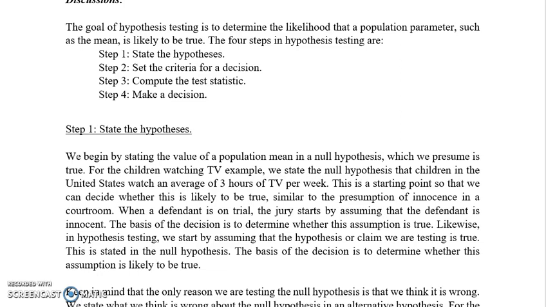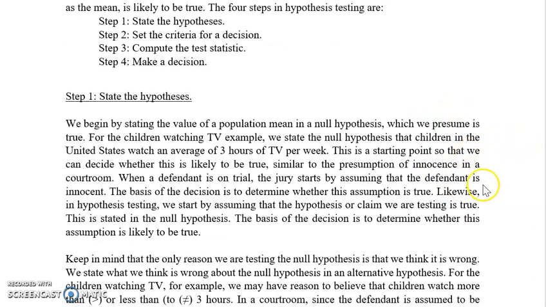Now, this is a starting point so that we can decide whether this is unlikely to be true, similar to the presumption of innocence in a courtroom, which was discussed in the last lecture series. When the defendant is on trial, the jury starts by assuming that the defendant is innocent. The basis of the decision is to determine whether this assumption is true. Likewise, in hypothesis testing, we start by assuming that the hypothesis or claim we're testing is true. This is stated in the null hypothesis. The basis of the decision is to determine whether this assumption is likely to be true.